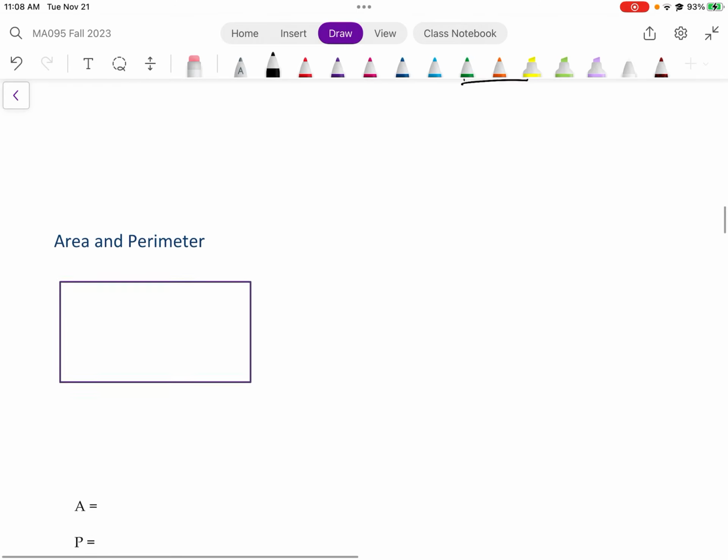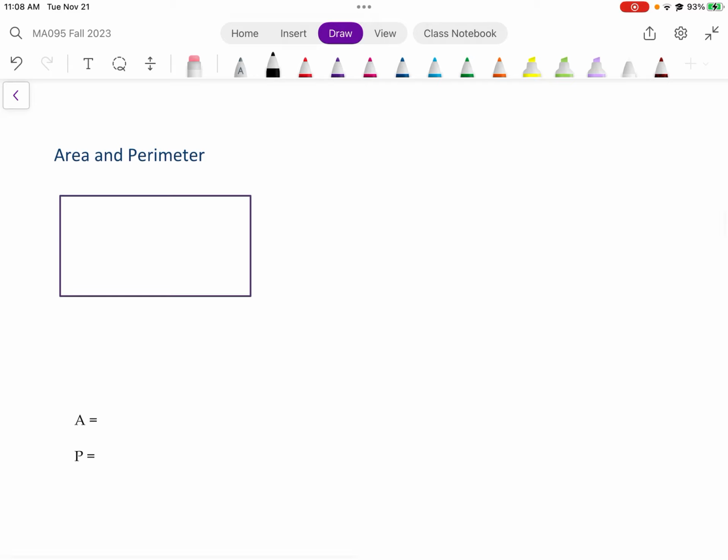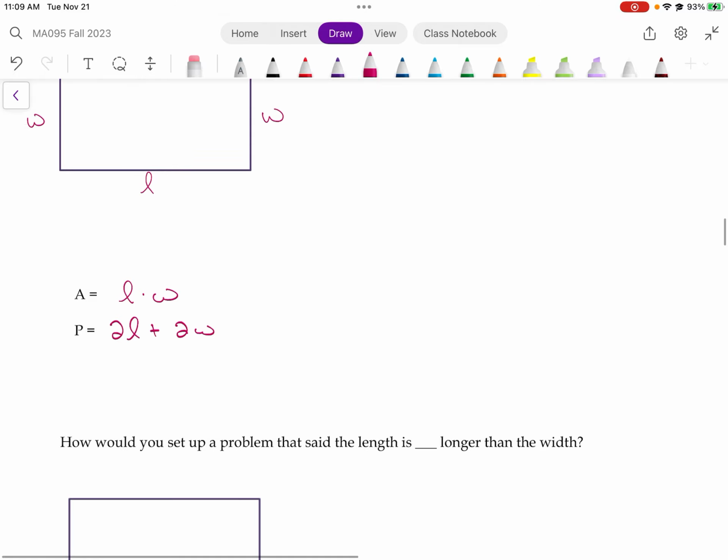All right, so area and perimeter is the next topic. So when we have a rectangle, we'll call this one the length and this one the width. And the area then is going to be length times width. And the perimeter is going to be, well, if this is L and this is W also, hopefully you see that the perimeter would be L plus W plus L plus W, which is 2 L's plus 2 W's. All right, so that's a couple of formulas that you need to have in your head or in your notes.